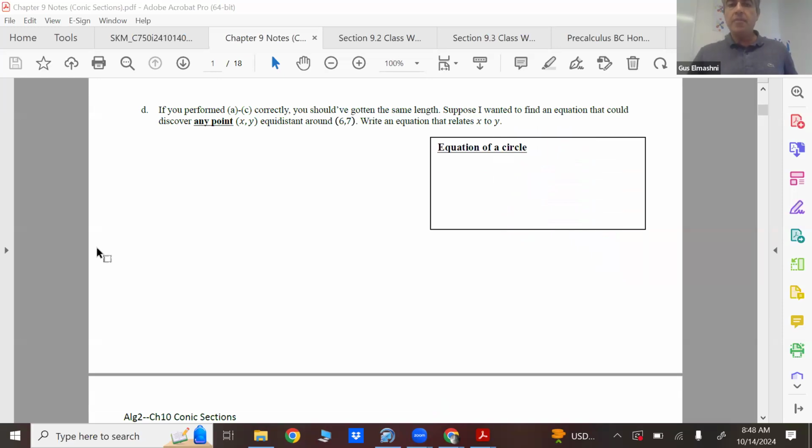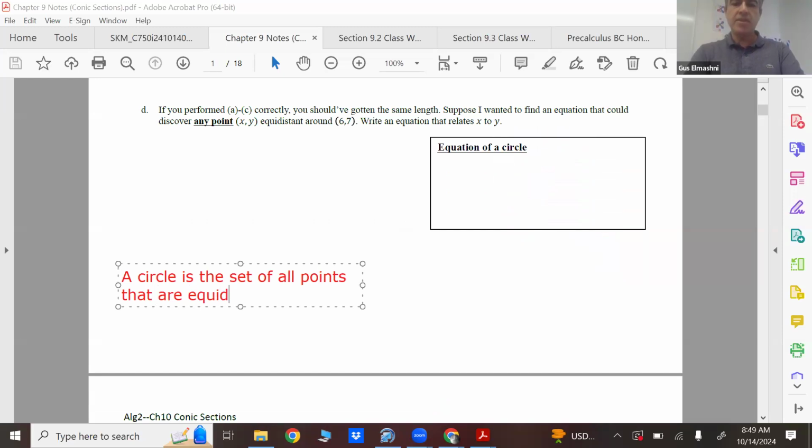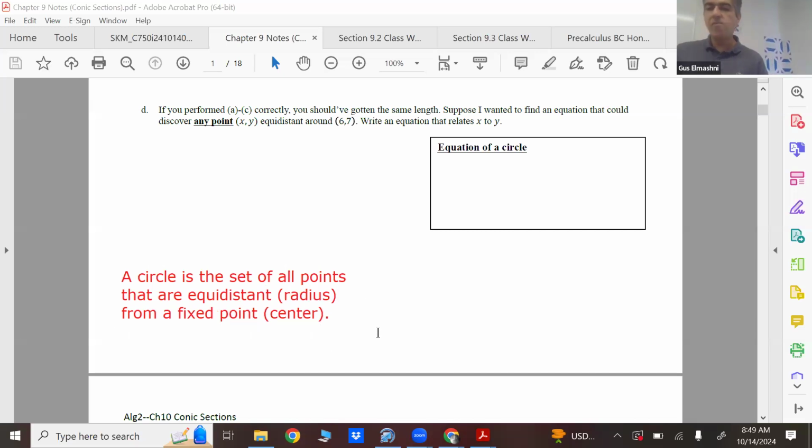So, what we noticed is that, what is a circle? This is a pretty simple definition. A circle is a set of all points that are equidistant from a fixed point. That fixed point, what do we call that? Good. And the equidistant, that's going to be the radius, right? That's all. That's all it ever is.